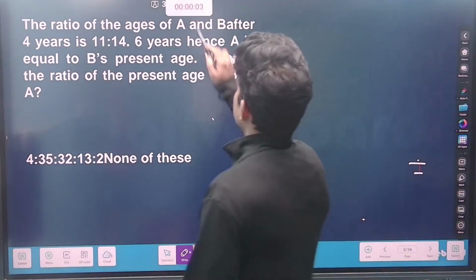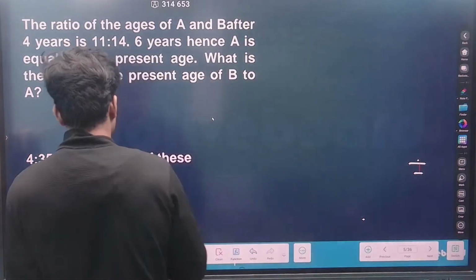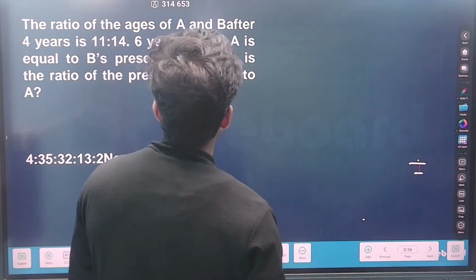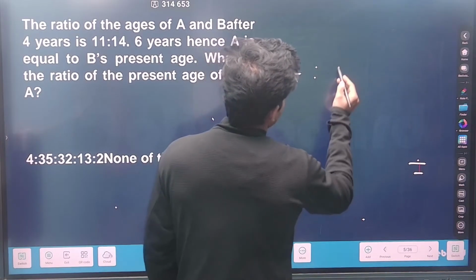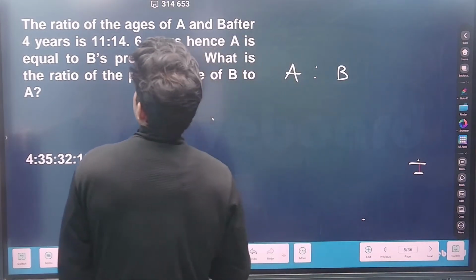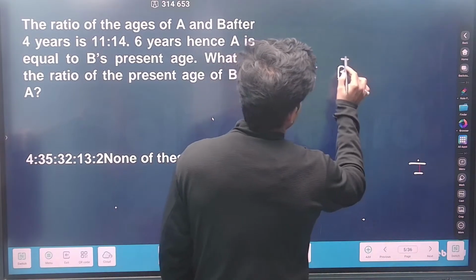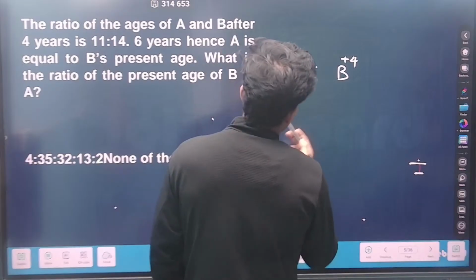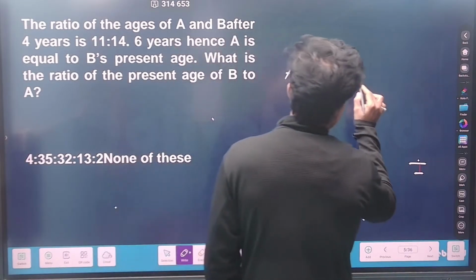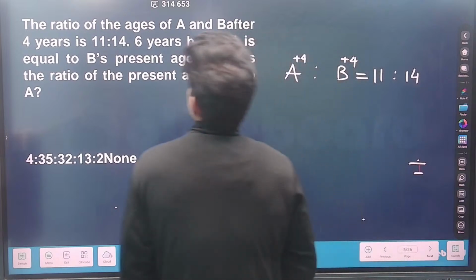Fine. So I think we did this. Okay, let me try now. The ratio of ages of A and B. So we have the ratio of the age of A to B, after 4 years. So plus 4, write down here, here also write down plus 4, is 11 is to 14. So basically the ratio after 4 years is 11 is to 14. Okay, fine.